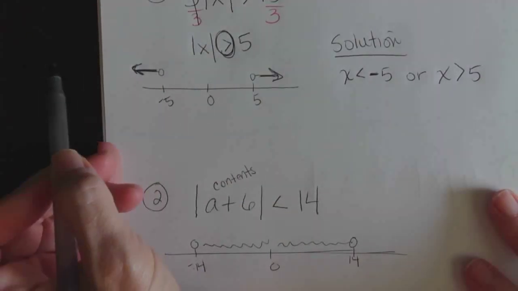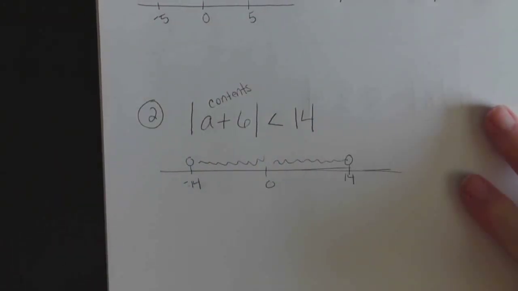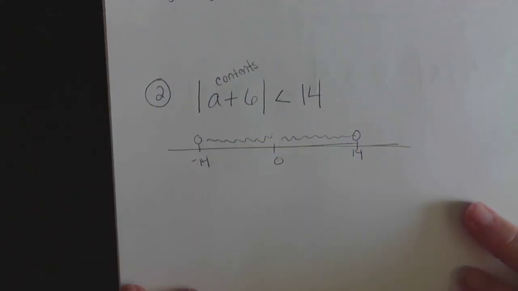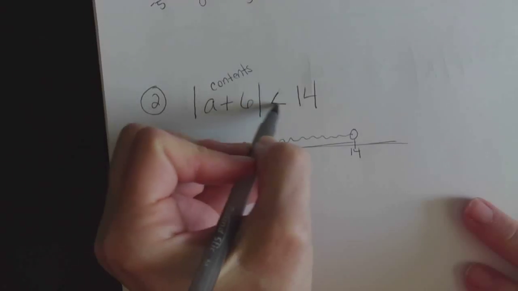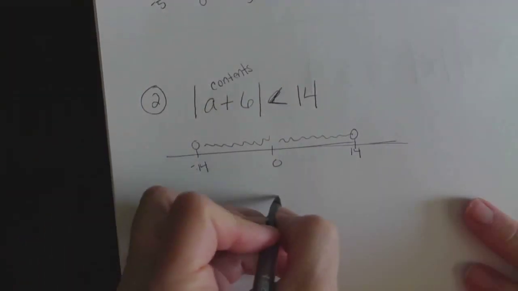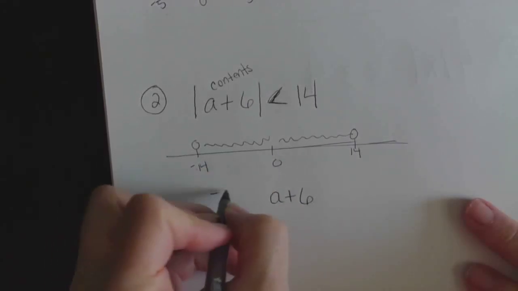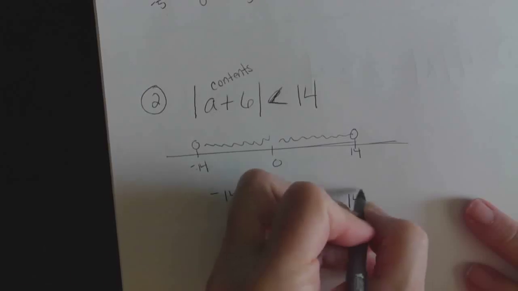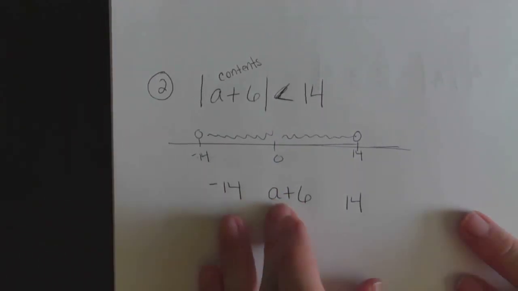Now, this is exactly opposite of this up here. This went further away, right? This is the opposite. This is stuck between two numbers. So what I like to do, the easiest way to solve an absolute value inequality with a less than symbol is to literally sandwich the contents, a plus 6, between -14 and +14.